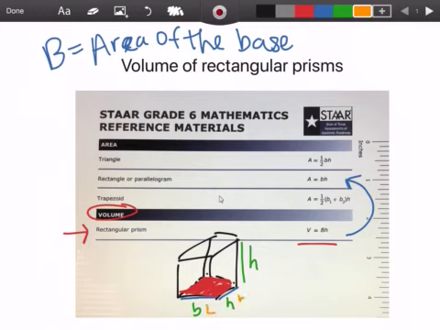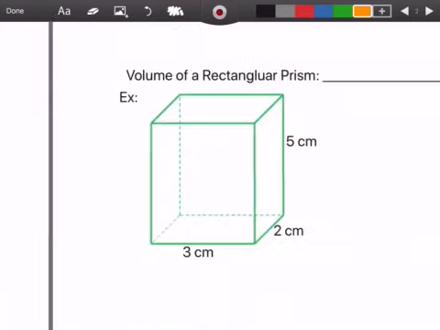Now, a lot of you might have learned this already as the length times the width times the height. And if you understand it like that, then that's perfectly fine. But I wanted you to see that on the star chart, it does not say length times width times height. It says capital B, which is the area of the base, times the height. All right, so let's do some examples.